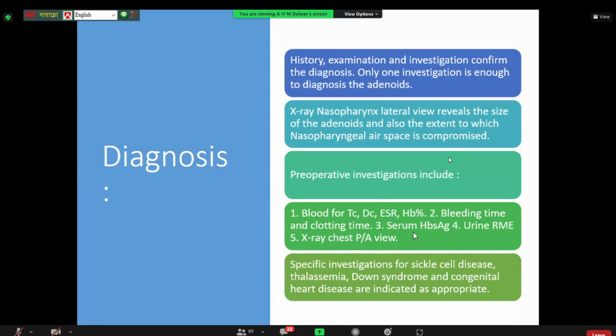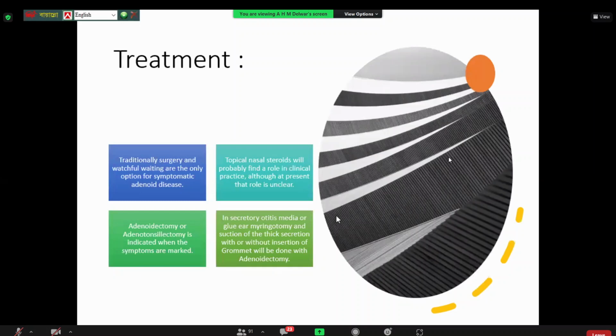Blood grouping is most important to do, because if a complication of hemorrhage develops after surgery, it is important to know the blood group. Specific investigations for sickle cell disease, thalassemia, Down syndrome, and congenital heart disease as appropriate. Sickle cell disease, thalassemia, Down syndrome, and congenital heart disease all come with adenoids. So we refer to a special center for treatment.